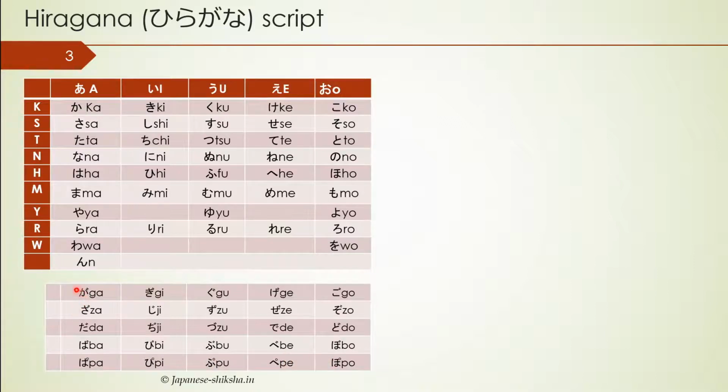So this ga pattern is derived from ka, za is from sa, da is from ta, ba is from ha. And then pa is again a derivative of ha only. Here you see there are two dashes, and here for p it's a circle. That's the difference. Why the logic? Let's not get into it. Even I probably don't remember. Let's mug up because that's the only thing that we have to do here.